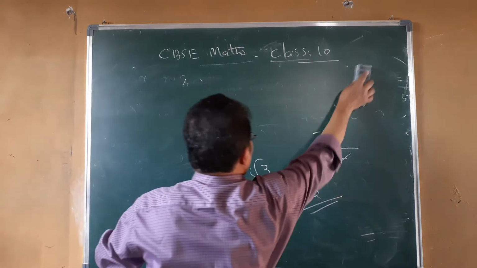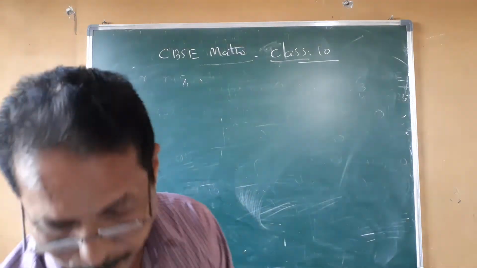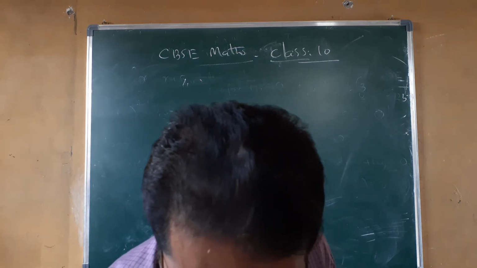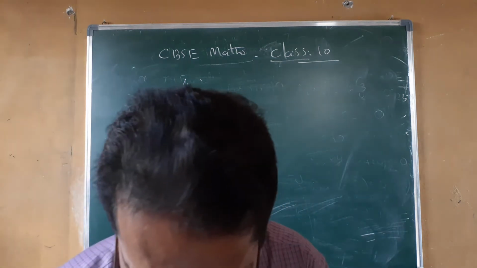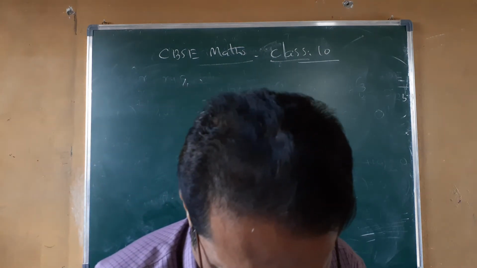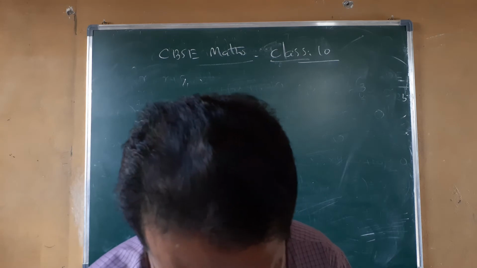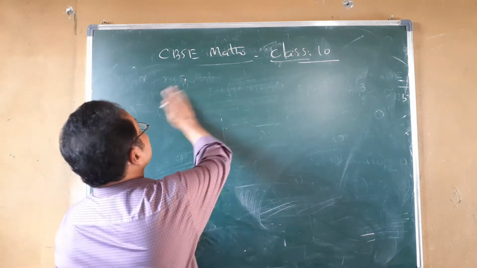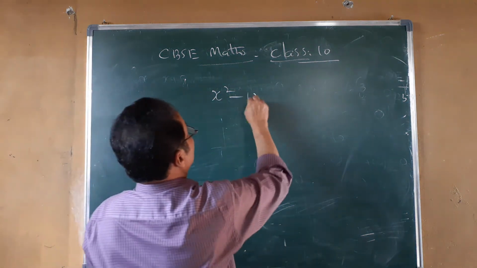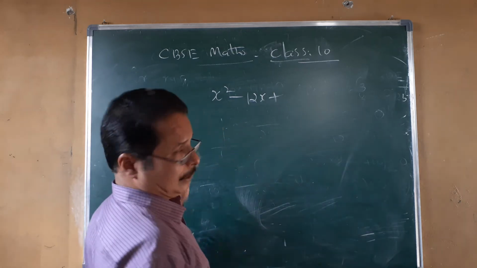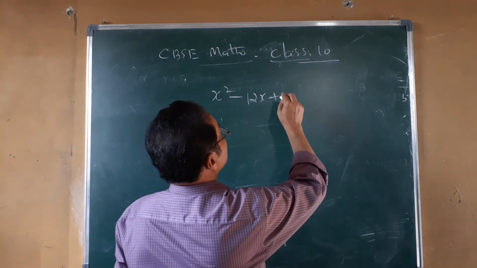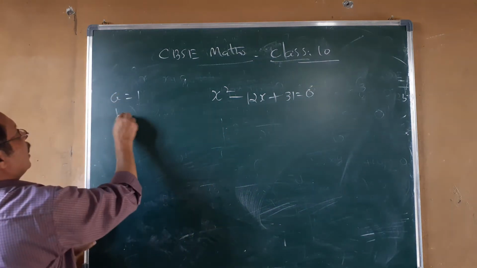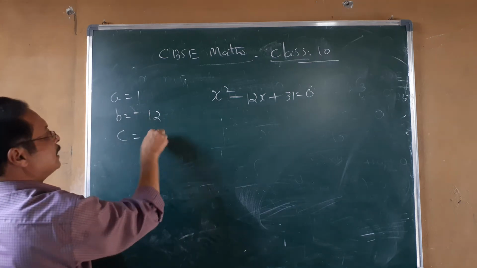One more. You will write the question. x square minus 12x plus 31 equal to 0. Are you ready? a equal to 1, b is equal to minus 12, and c is equal to 31.